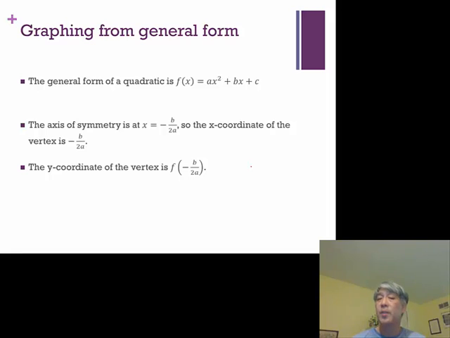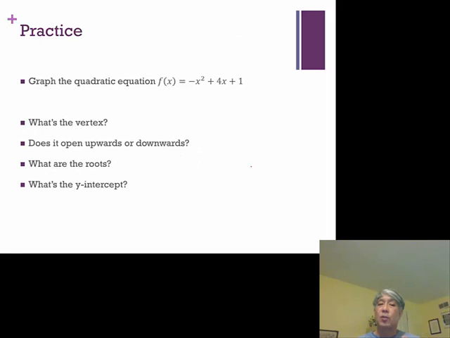So, graphing from the general form. Again, I know my axis of symmetry because it's simply minus b over 2a. So the x-coordinate of the vertex is minus b over 2a. For the y-coordinate, I'm going to take that x value and stick it into f of x to find what the y value happens to be. So for practice, graph this quadratic equation: minus x squared plus 4x plus 1. Don't use a calculator. Everybody can do it on a calculator, yes.